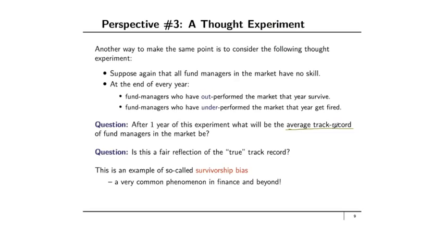This is an example of what is called survivorship bias. The reason being that some people have survived, they're the people who have outperformed in the market, and they actually make the market look better. The collection of fund managers looks better than it really is. They've just survived because the poor, the unlucky fund managers have underperformed and lost their jobs. So this is an example called survivor bias or survivorship bias. It's a very common phenomenon in finance and beyond, and we're actually going to see some more examples of survivorship bias very soon.